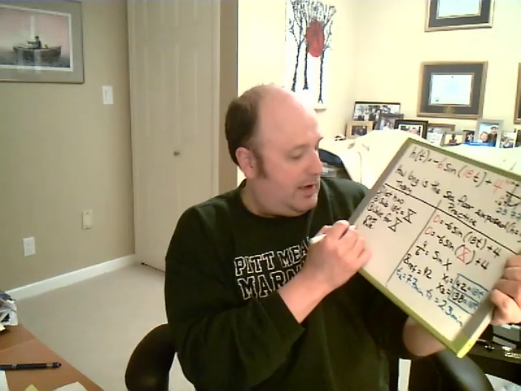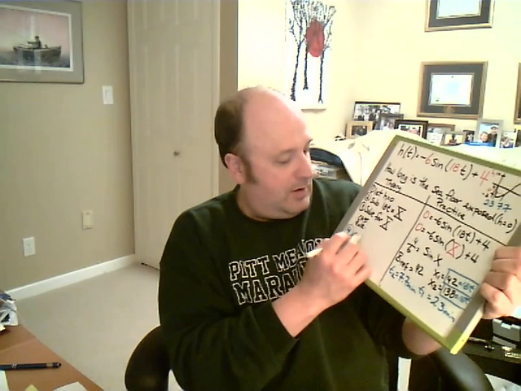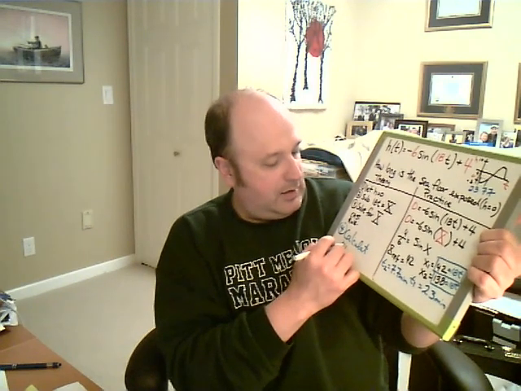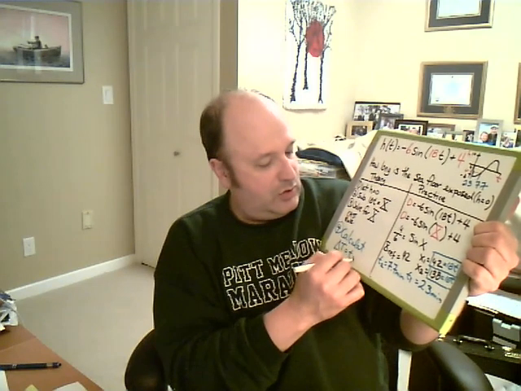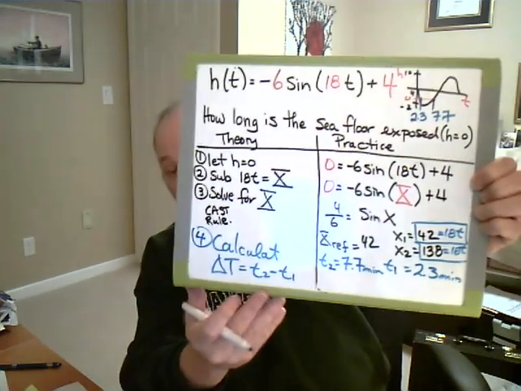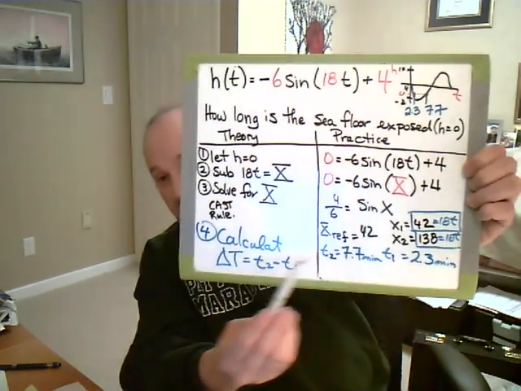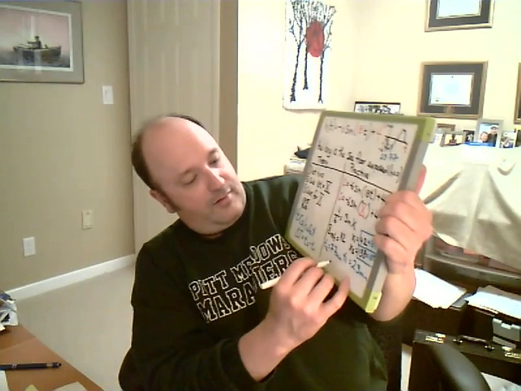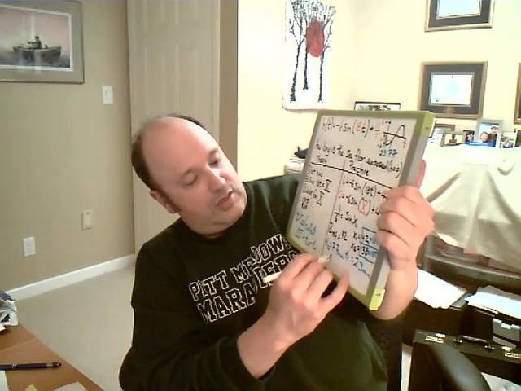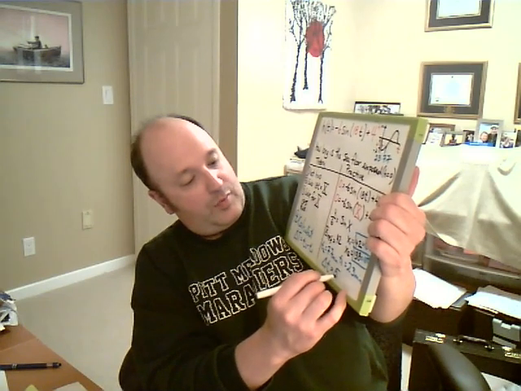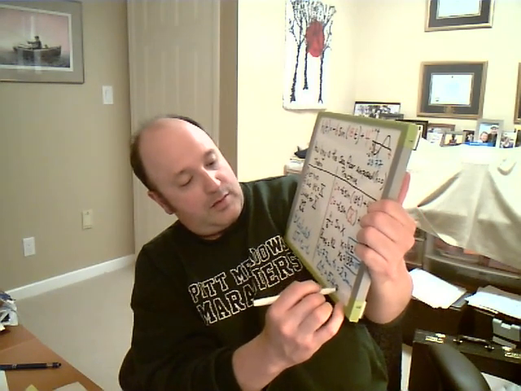So step 4, the last one, calculate delta t, or the change in t. t2 minus t1, the difference in time. But we have these values here, so I'm just going to go 7.7 minus 2.3, what's that, 5.4, something like that. So the change in t is equal to 5.4 minutes.